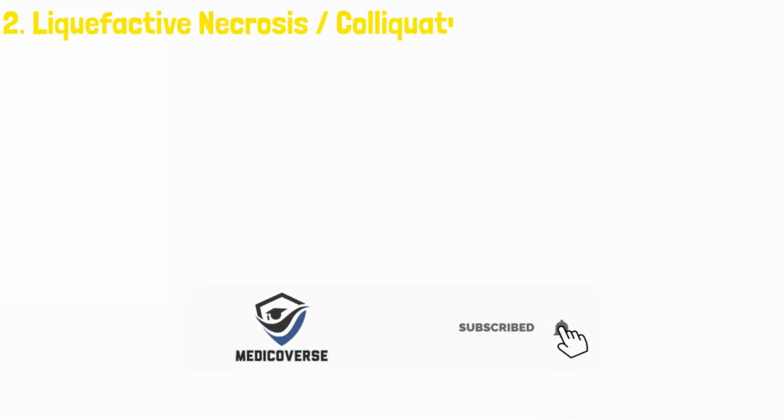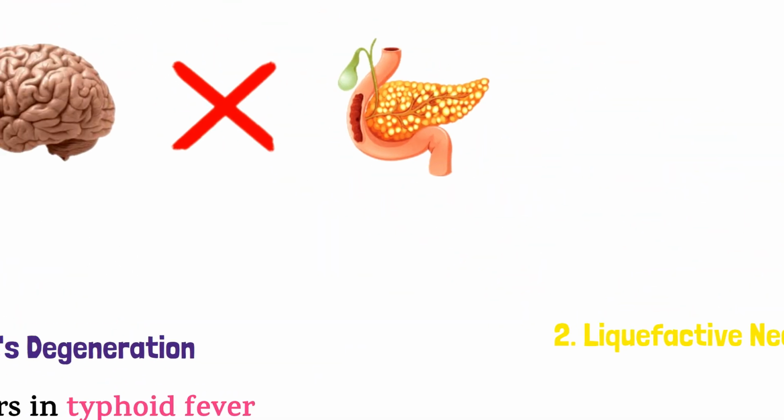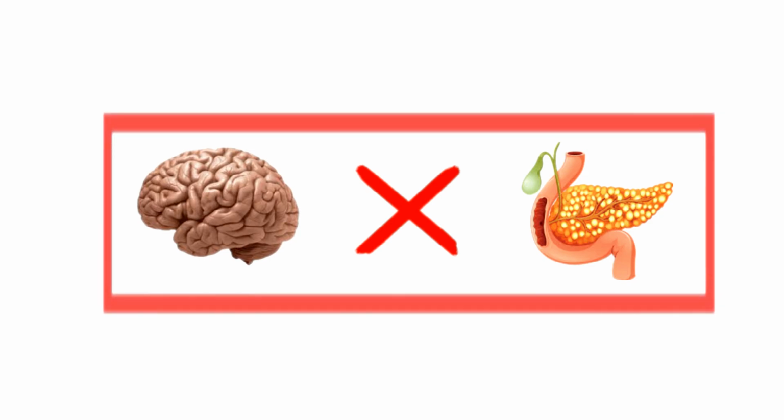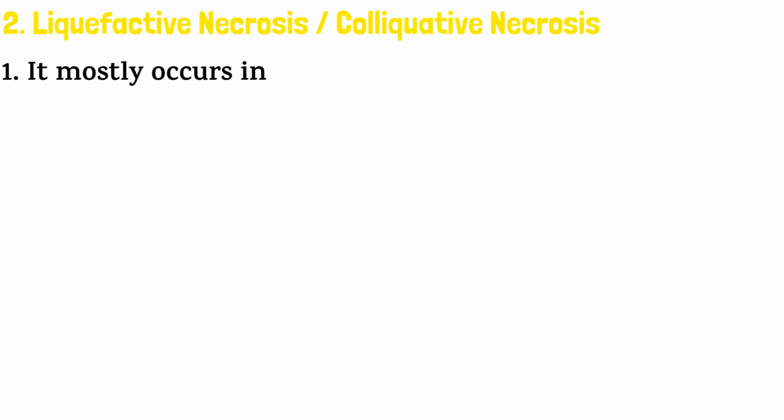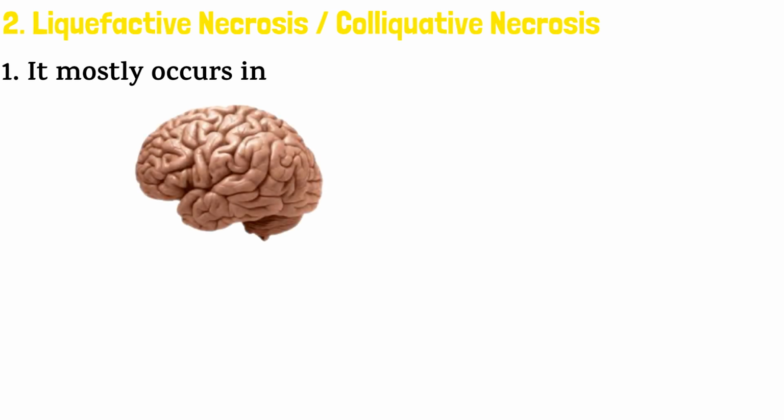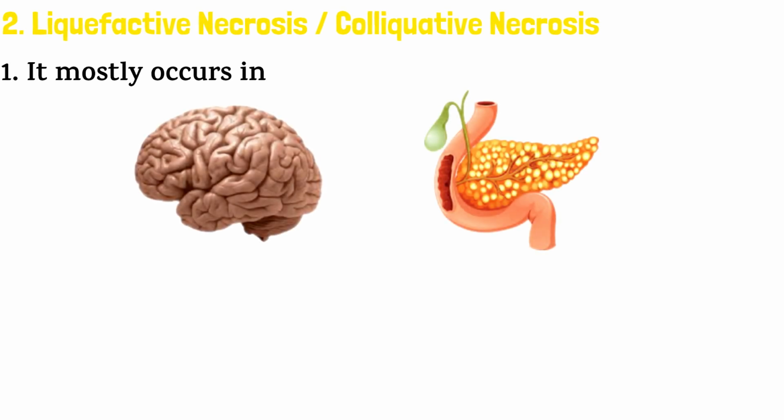Next type of necrosis is liquefactive necrosis. Remember, here we discussed the exceptions of coagulative necrosis that were brain and pancreas. These organs are included here in liquefactive necrosis because they are rich in hydrolytic enzymes.